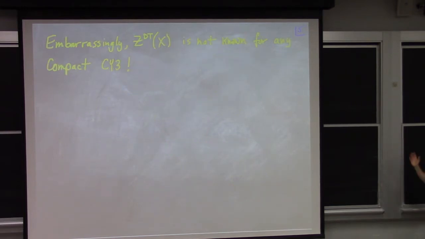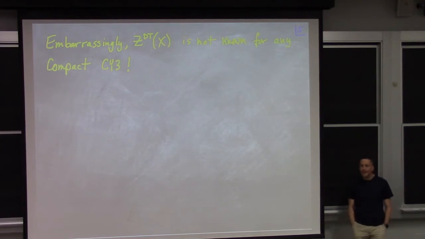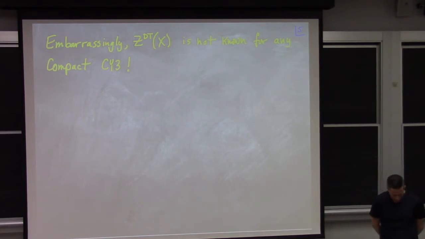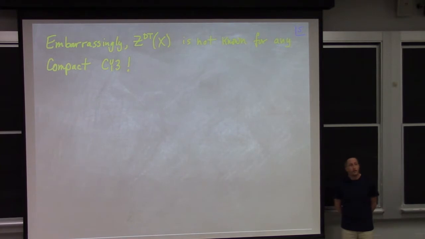Okay, so here's one of the embarrassing secrets of this subject. We actually don't know this partition function for a single compact Calabi-Yau, not even conjecturally. I don't even think on the DT side that we have an algorithmic way to completely compute one. So we really don't know it. We're kind of in the dark on these guys.